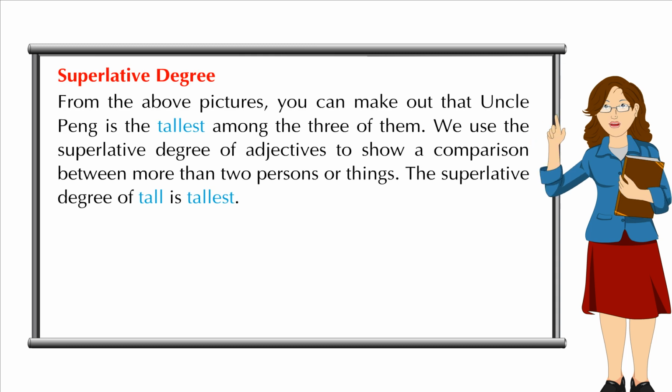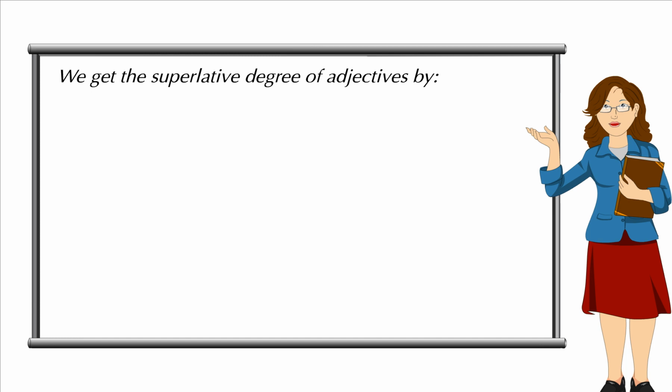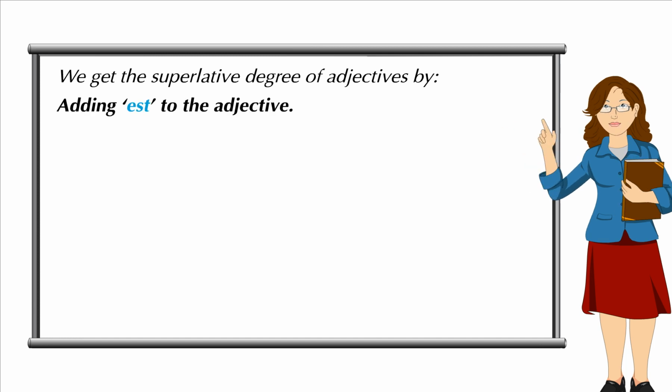Superlative degree. From the above pictures, you can make out that Uncle Peng is the tallest among the three of them. We use the superlative degree of adjectives to show a comparison between more than two persons or things. The superlative degree of tall is tallest. We get the superlative degree of adjectives by adding est to the adjective.